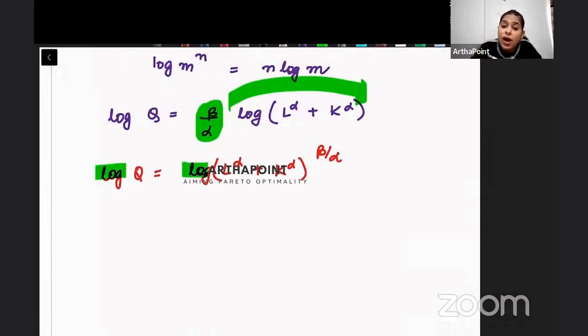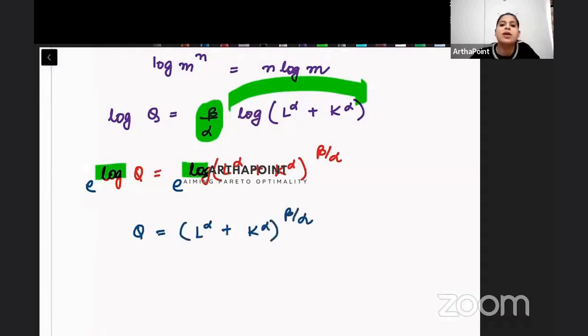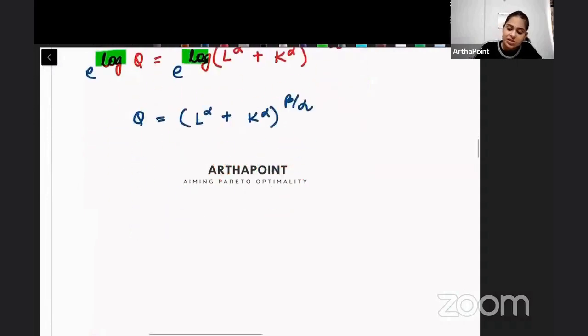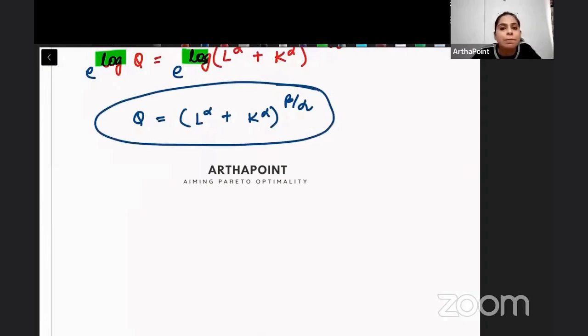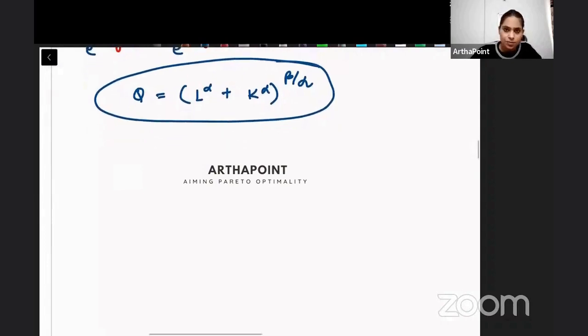Now, do you see log here also and log here also? Which means you had taken log on both sides. So you can take this log out. Very simple. Just take it to the power e if you want. Otherwise, directly also, you can just take the log out. And you will get q is equal to L to the power alpha plus K to the power alpha, whole to the power beta. This is a much better form of writing this production function. Now, let's say I will replace L with lambda L, K with lambda K, and I will write this function. What will I get?